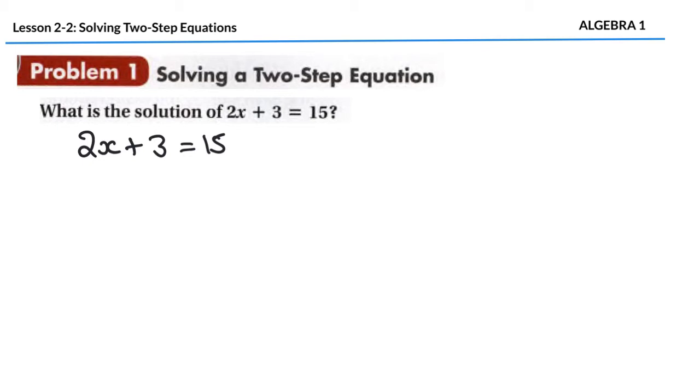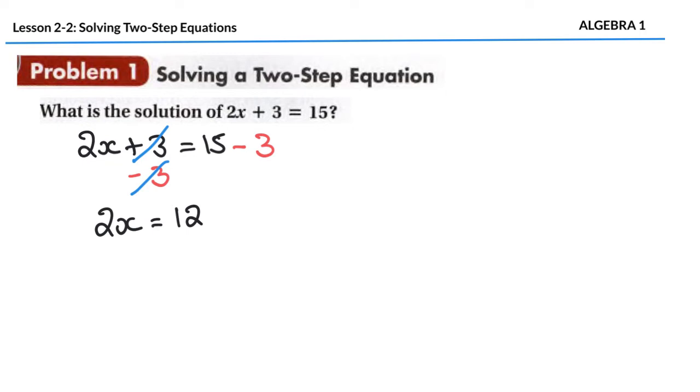It is by subtracting 3 on both sides of the equation. Because anything that you do on one side of the equal sign, you must do the same thing on the other side of the equal sign. So we will remove plus 3 by subtracting 3 on both sides. So what happens? Plus 3 and minus 3 cancel, and we are left with 2 times x is equal to 15 minus 3, that's 12.